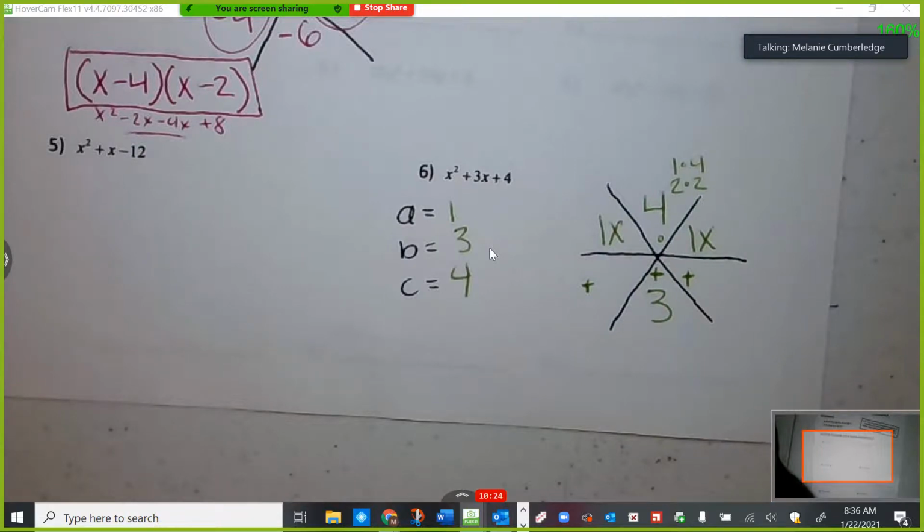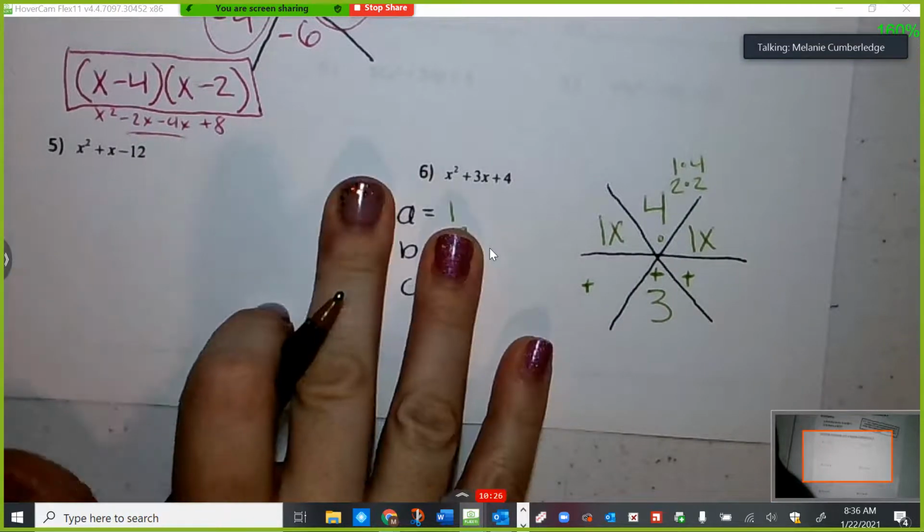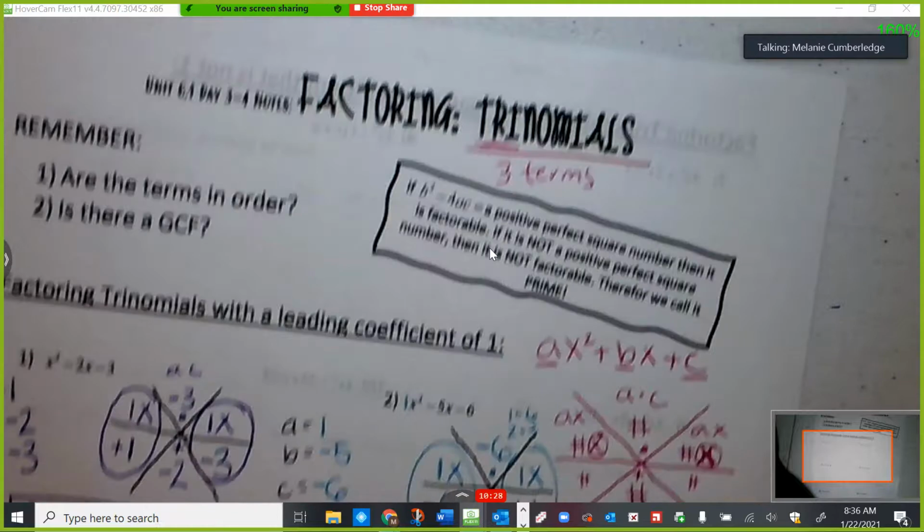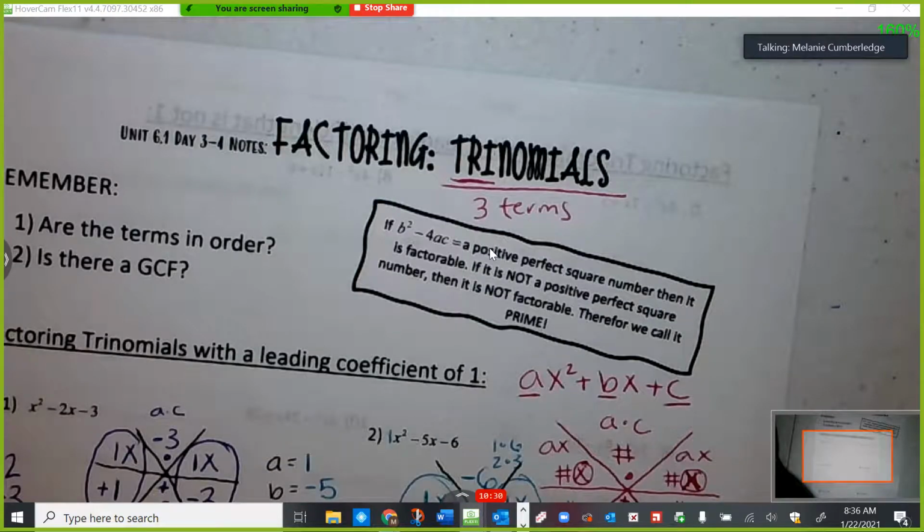So if you read that little box at the very top of the notes, it says, if b squared minus 4 times a times c is a positive perfect square number, then it is factorable. If it is not a positive perfect square number, then it's not factorable. Therefore, we call it prime. What is a perfect square number? Does anybody know?